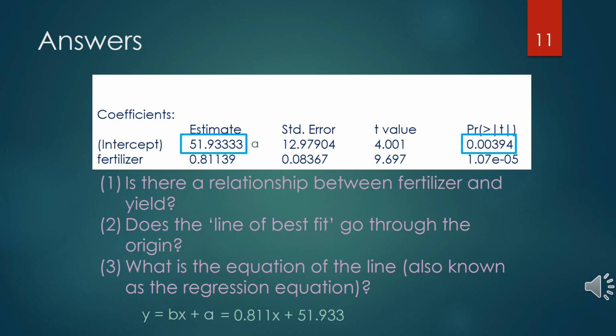Last question, regression equation. Well, we know the regression equation is y equals bx plus a. Now that we know what a and b are, we just plug them in to give us the equation as shown.